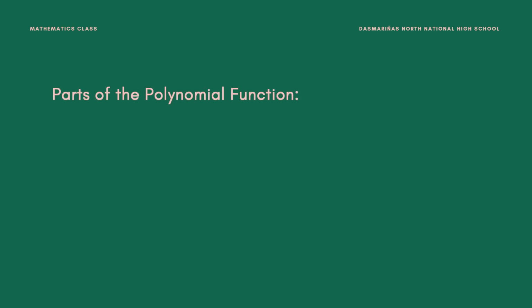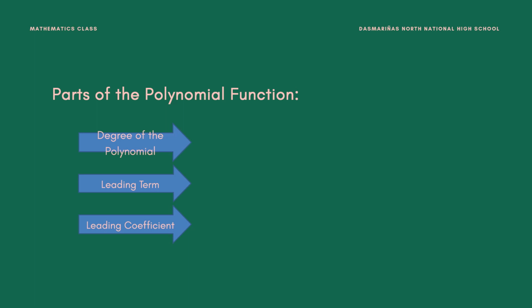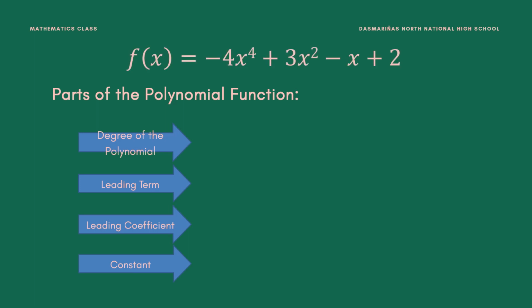Now, let's proceed to the parts of the polynomial function. Those are degree of the polynomial, the leading term, leading coefficient, and constant. Let's try to understand these parts with this example. The degree of polynomial is the largest exponent n in the equation. And as you can see, the largest exponent is 4. Therefore, the degree of the polynomial is 4.